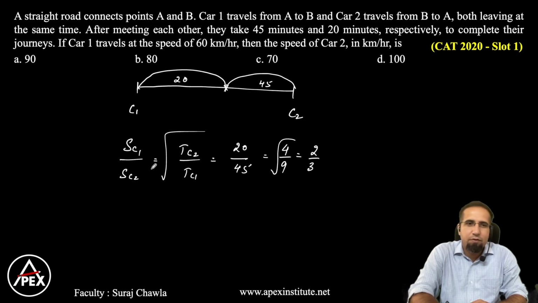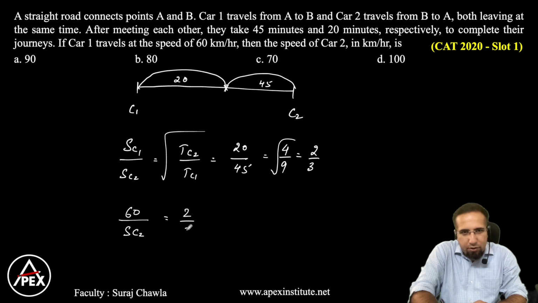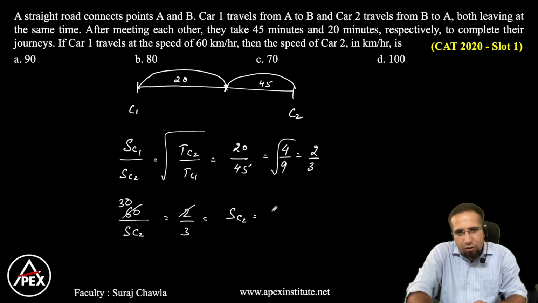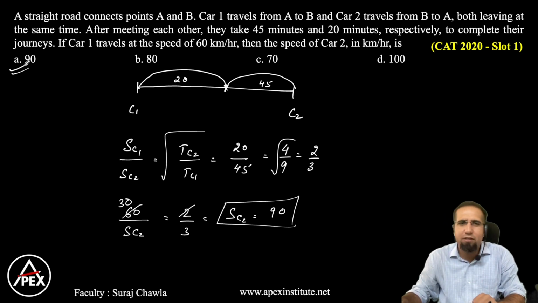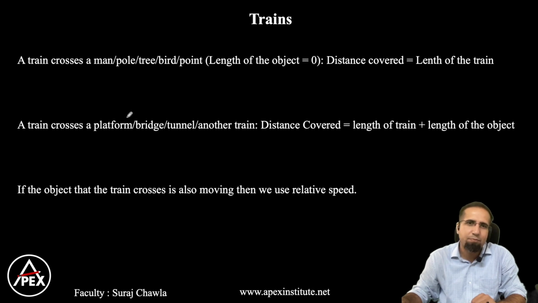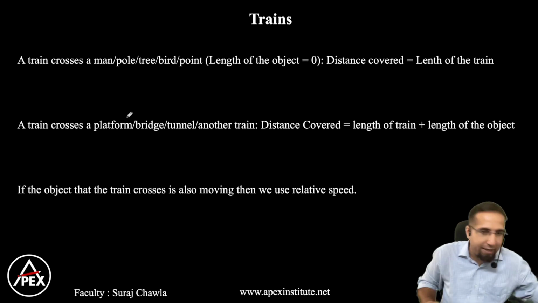Now what is the question asking us? If the speed of car 1 is 60, we can equate 60 divided by speed of car 2 is equal to 2 by 3. So 2 ones are 2, 30s are 60, which means speed of car 2 is eventually going to be 30 into 3, that is 90 kilometers an hour. And that's what the question is asking: find the speed of car 2. So the speed of car 2 is going to be 90 kilometers an hour. Right. So again, a very important model seen. If we know the shortcut, the job becomes pretty easy for us. Now let's look at the next model.